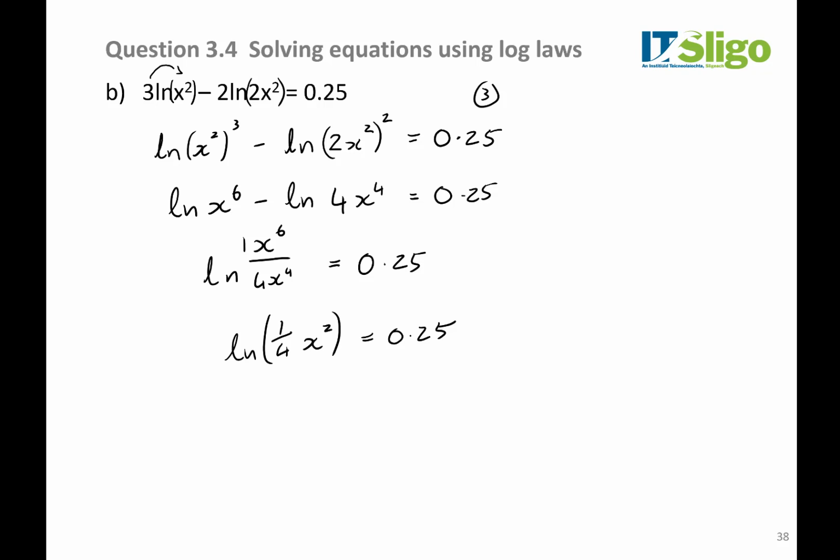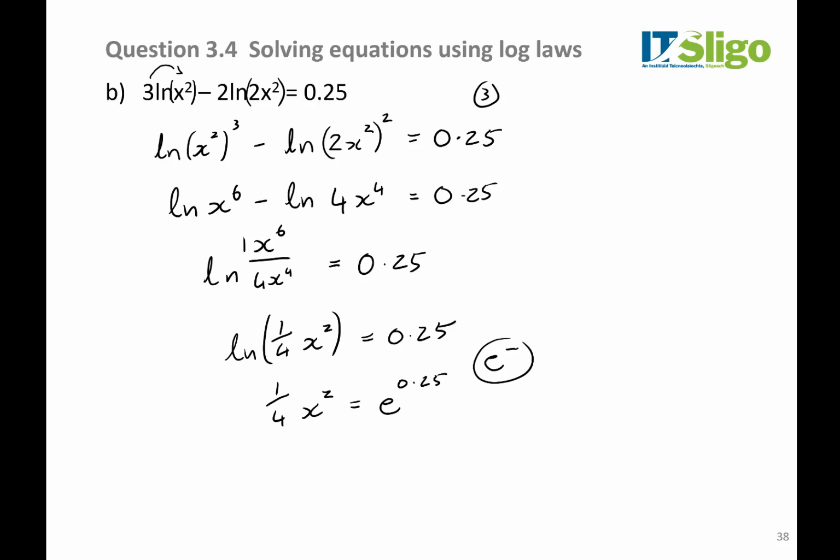And again, you could write that as 0.25 instead of the quarter, but we'll just keep things going. It's a bit odd having the fraction and the decimal in the same line, but it doesn't matter. We're still just working things out. So we've reduced our term to a single log term, and now we're going to solve out. So raise both sides as a power on e. Quarter x squared is e to the power of 0.25.